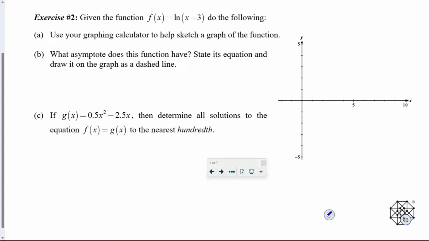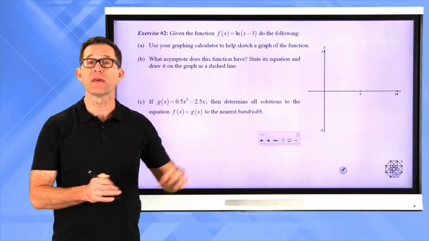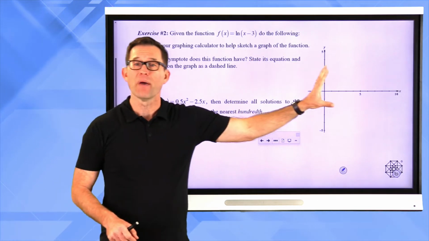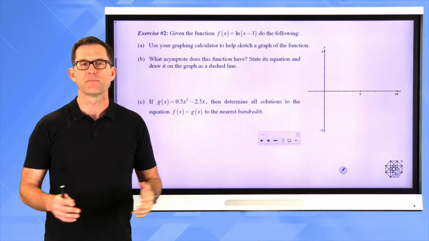Given the function f of x equals the natural logarithm of the quantity x minus 3, do the following. Letter A, use your graphing calculator to help sketch a graph of the function. All right, well, why don't you go ahead and put this thing into your graphing calculator, pay attention to the window that I've given you, and do the best sketch that you can that's possible.